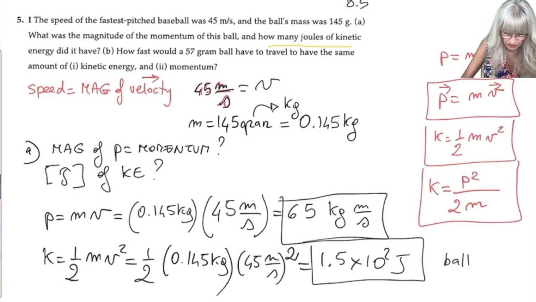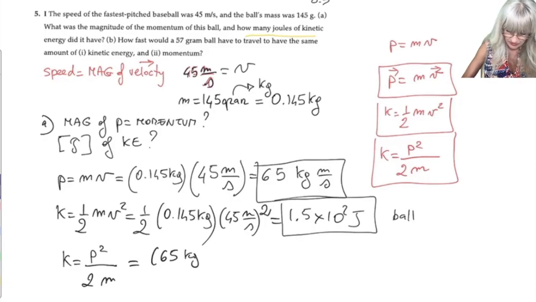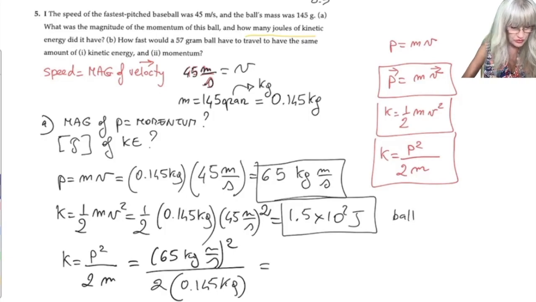Oh, you maybe wonder, wait a second, I want to use the other formula for kinetic energy. I want to compute kinetic energy as a function of the momentum. Can I do that? Yeah, absolutely. Let's do it. Well, the momentum was 65. Don't forget to square it, divided by twice the mass. And if you do the algebra, it will come out exactly the same as above.